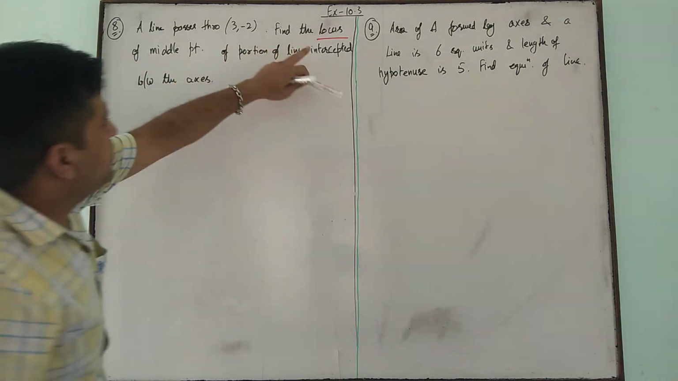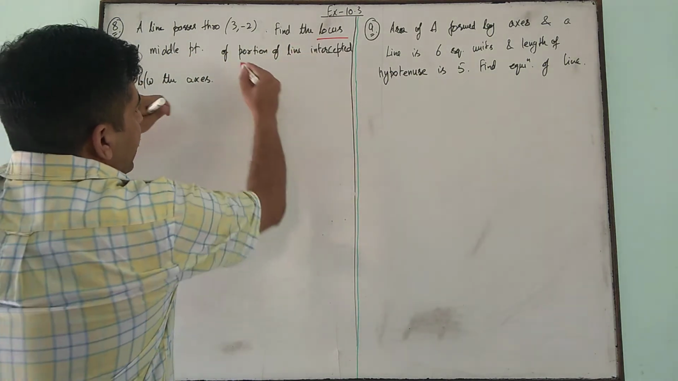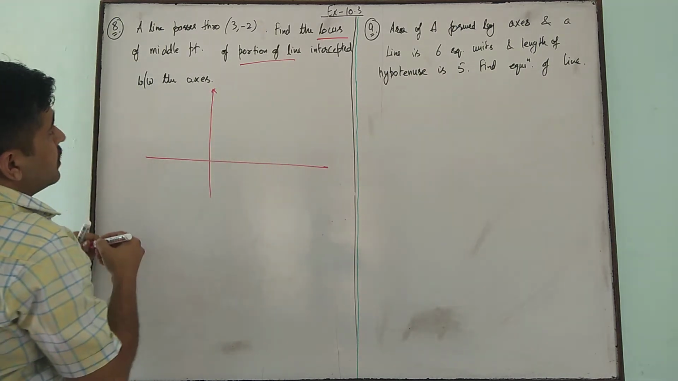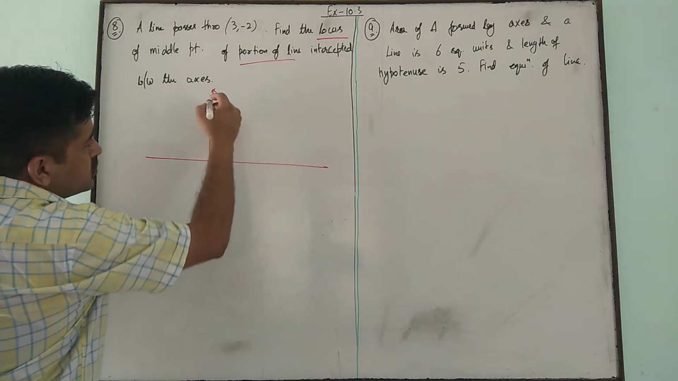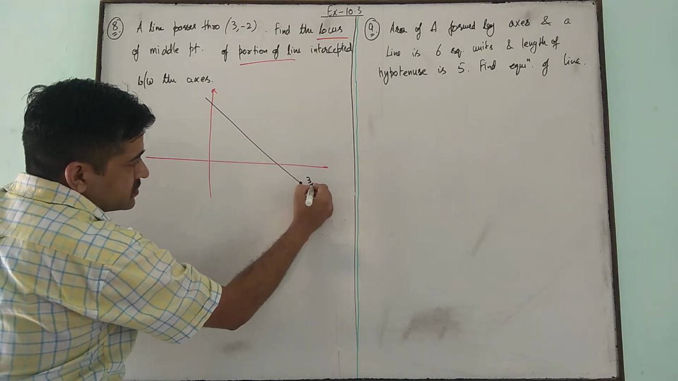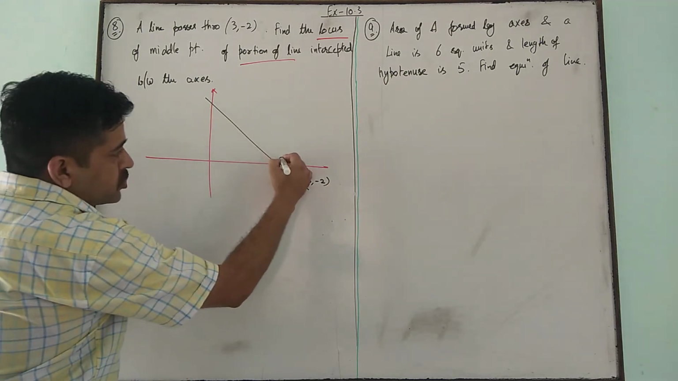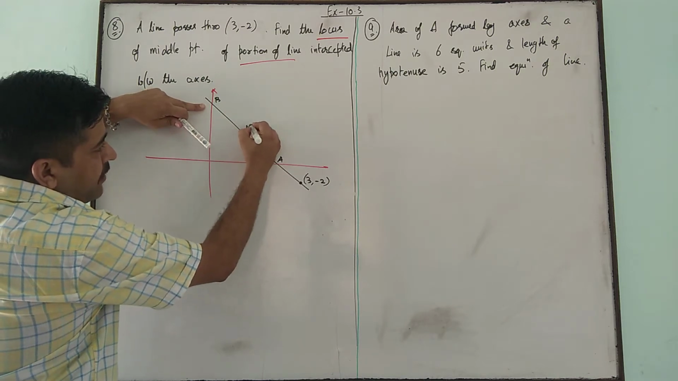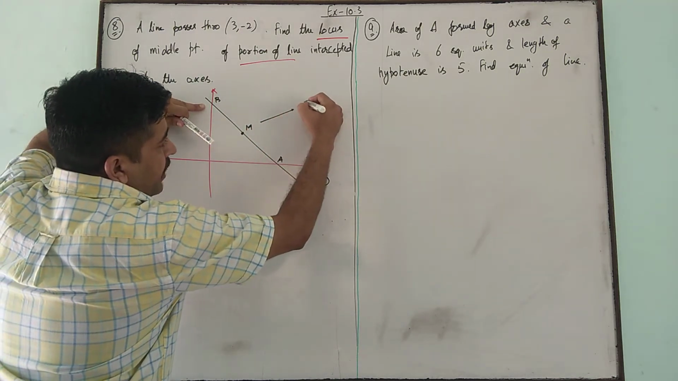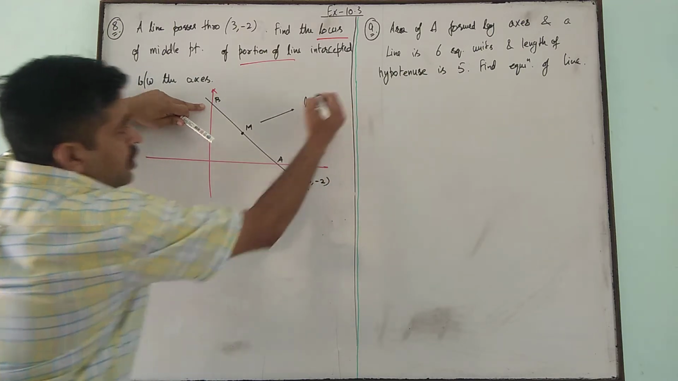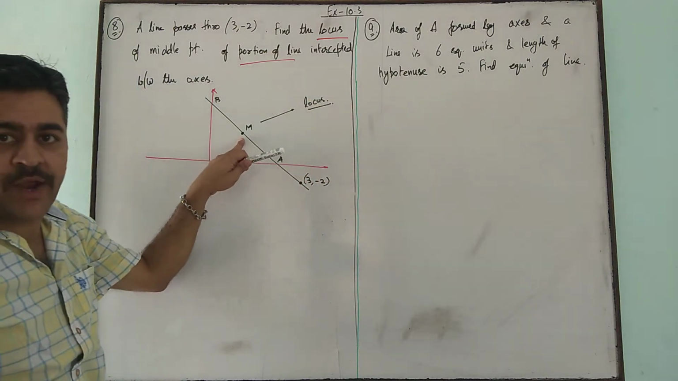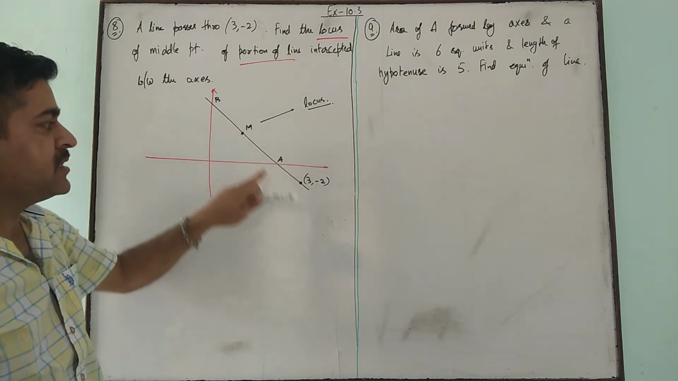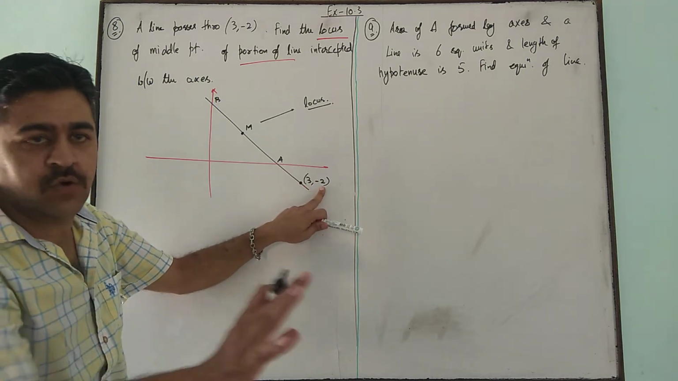So he said find the locus of the midpoint of the portion of the line intercepted between the axes. A line passes through (3, -2). Let us say this is the line which passes through (3, -2), with the portion between the axes and its middle point M. We have to find the locus of M, the path traced out by this moving point M. What is the condition given here? It passes through (3, -2). That is the only condition given.